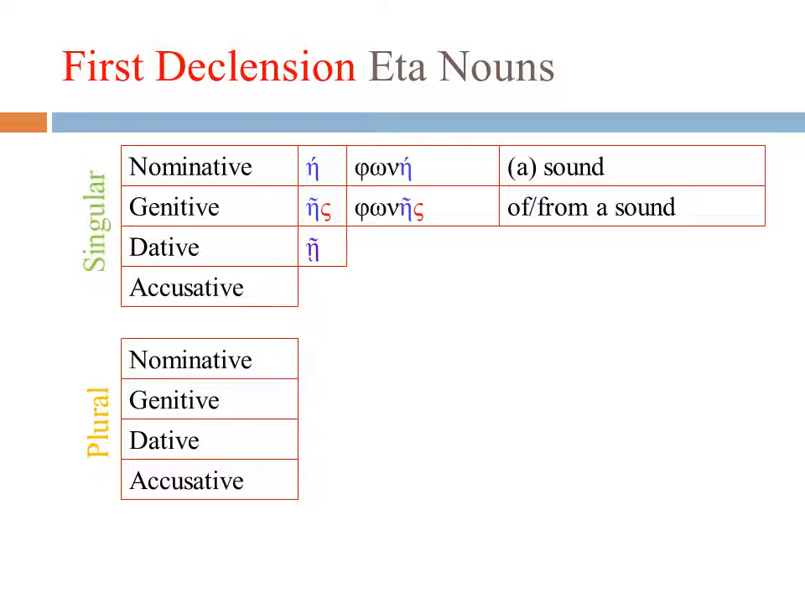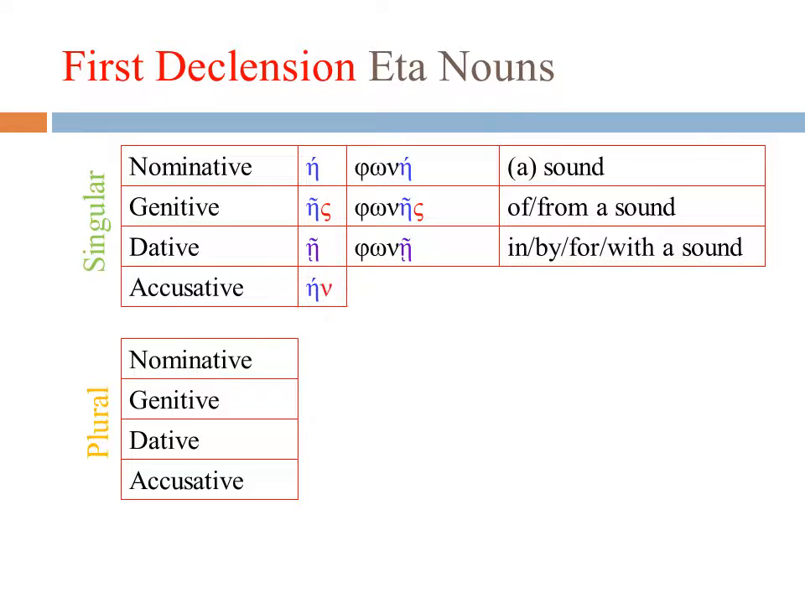Iota subscript is always the dative singular. So we get phone, eta is a long vowel, so the iota subscripts. In, by, for with a sound. Also, this is the indirect object. The accusative, ein, the nu, just like it was in the alpha. Phonein, sound, which is the object of the verb.